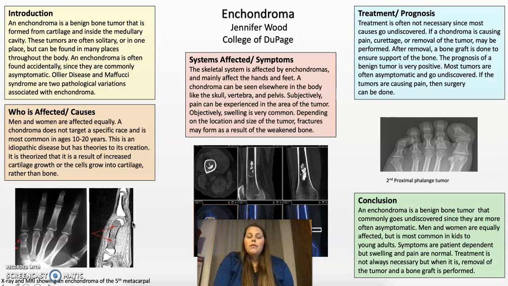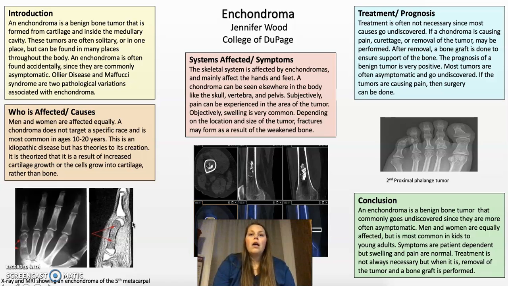These tumors are often solitary, which means that they're found in one place throughout the body. There's just one tumor there. It's not uncommon, but it's less common for there to be multiple tumors throughout the body. When there are multiple tumors, that's usually associated with the pathological variations of enchondroma. Two syndromes or diseases are Ollier disease as well as Maffucci syndrome. Those go hand in hand with enchondromas because those are multiple enchondromas seen throughout the body.